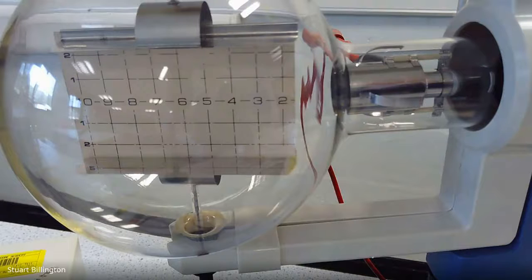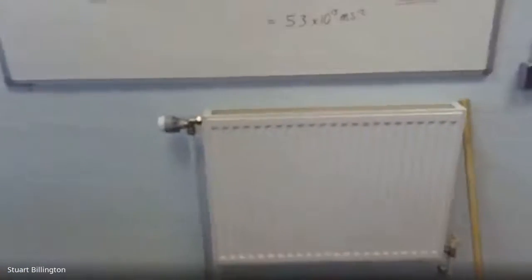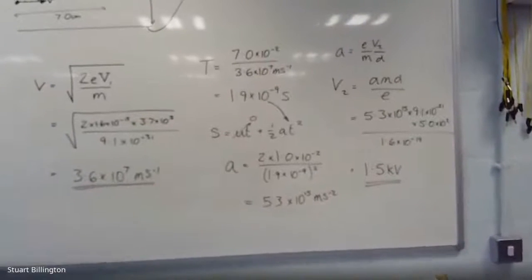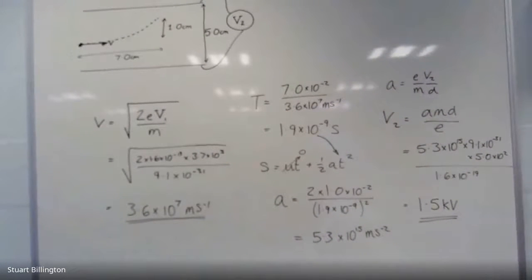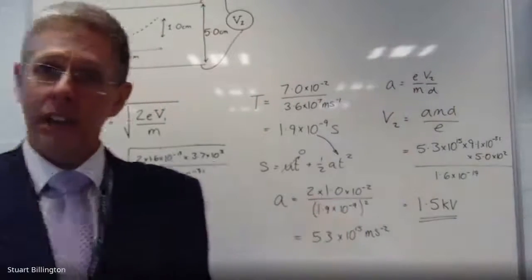So I think, given that we're unconvinced about the accuracy of that scale, 1.5 kilovolts isn't too bad, and the purpose of this exercise was to do the calculation. So as long as you were able to do that, that's that box.